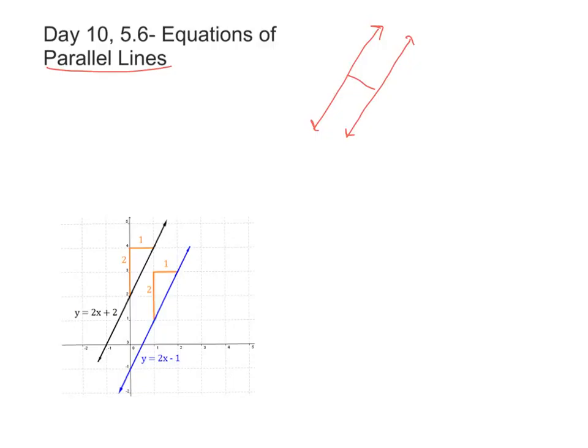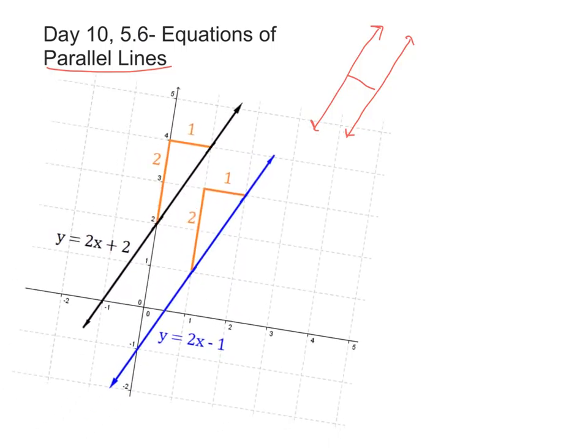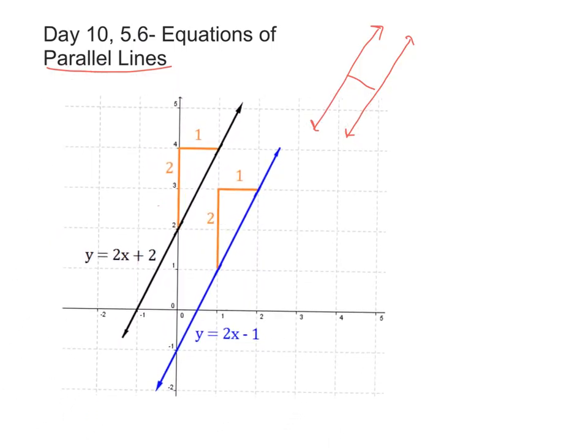Now we're going to look at these two parallel lines on this graph and see what we notice about the way they look on a graph. So the equations for these two lines have been given. y equals 2x plus 2, y equals 2x minus 1. And you're going to notice some things.